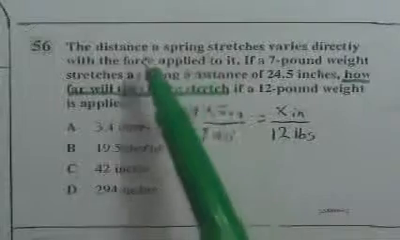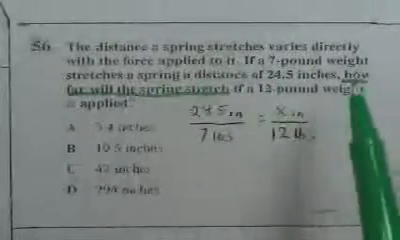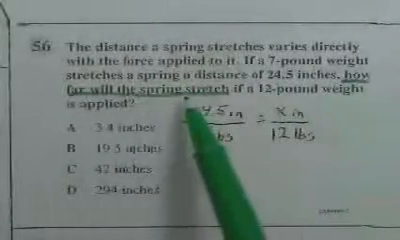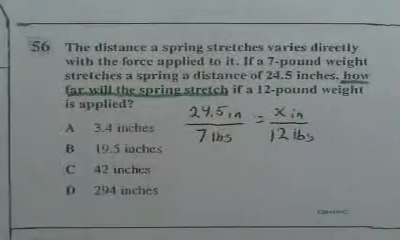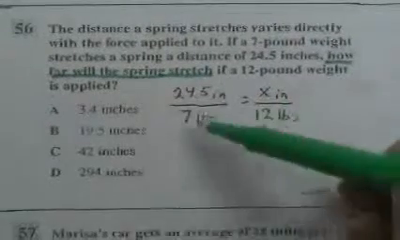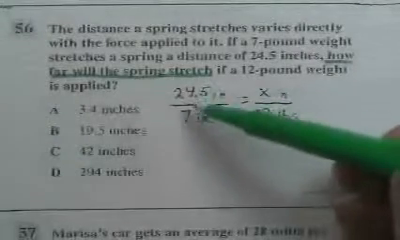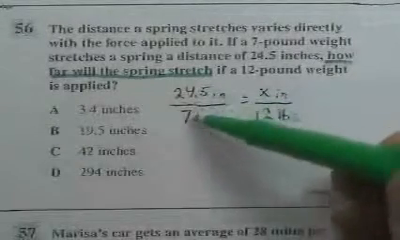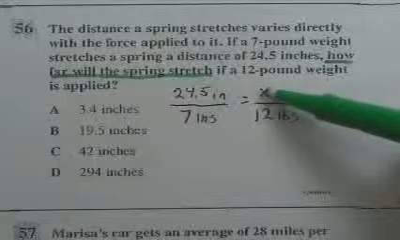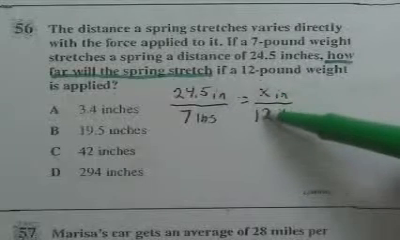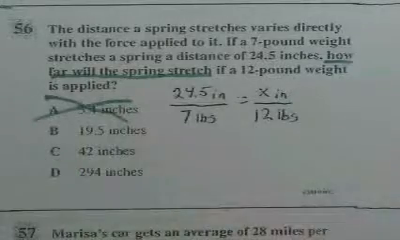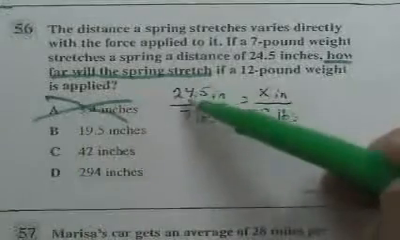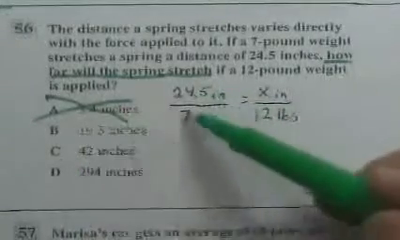So this question deals with the spring being stretched. How far will a spring stretch? And here's our proportion. One of the things to notice is that the number on top is larger than the number on the bottom. So over here, x has to be larger than 12. Okay, so that means that A is out. By the way, if you took 24.5 divided by 7, you would get this answer.